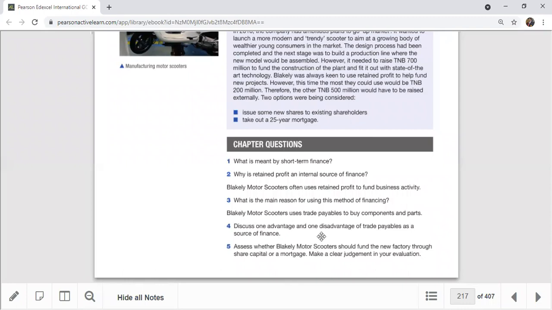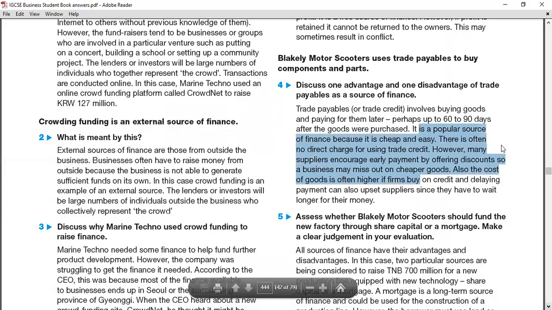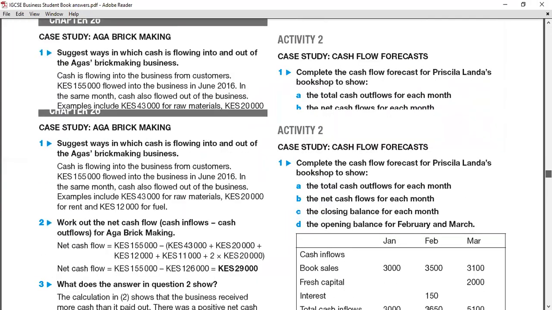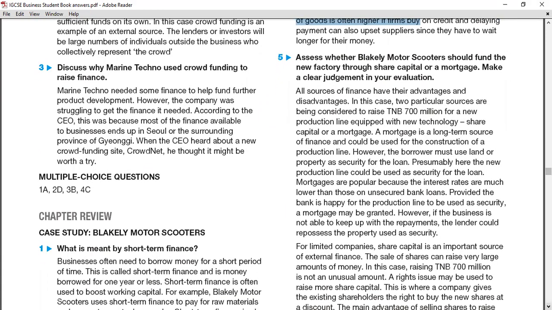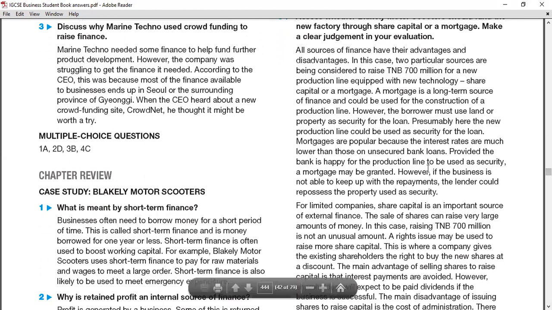And for this question, we can see the marking scheme here. Answer: assess whether, question number 5. Which method is selected? All sources of finance have their advantages and disadvantages. In this case, 2 particular sources are being considered to raise TNB 700 million to equip their new technology: share capital or a mortgage. The mortgage is a long-term source of finance and could be used for the construction of a production line. Look at the application. However, there's evaluation. However, the borrower must use the land or property as security for the loan.